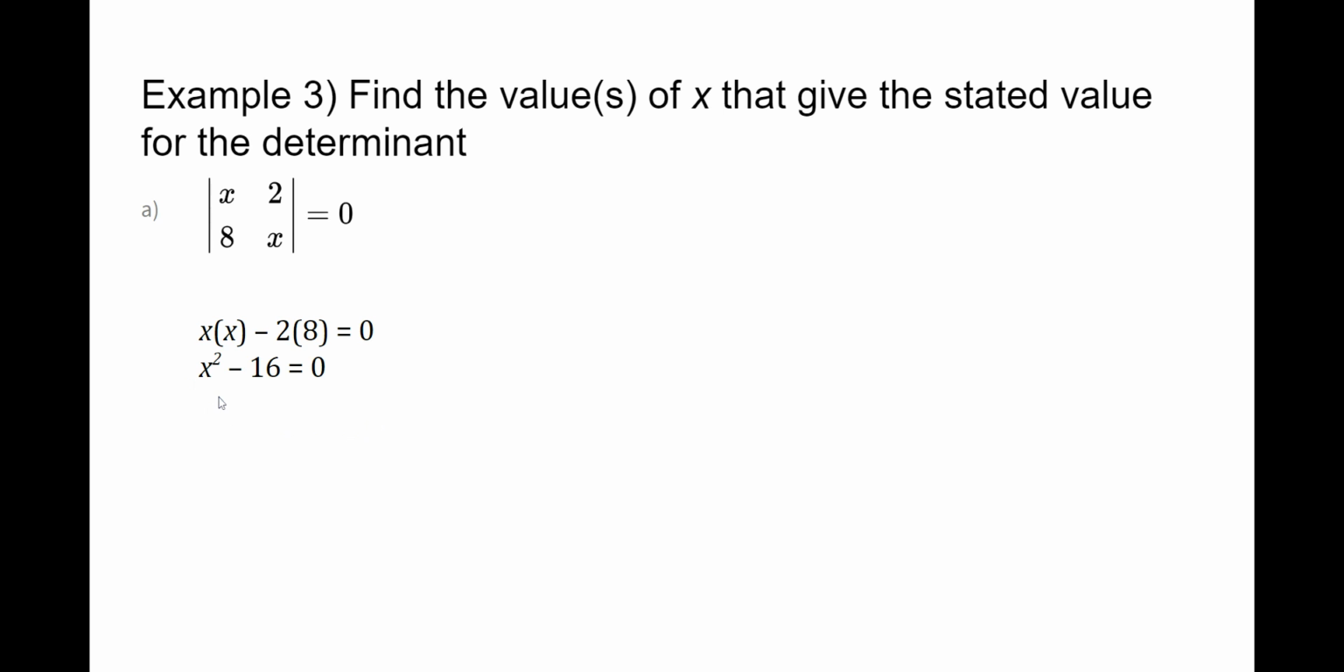And since there's no linear term, we can solve this by isolating the x squared and then using the square root property. So if we add 16 to both sides, we have x squared equals 16, and then if we take the square root, x equals positive and negative 4.